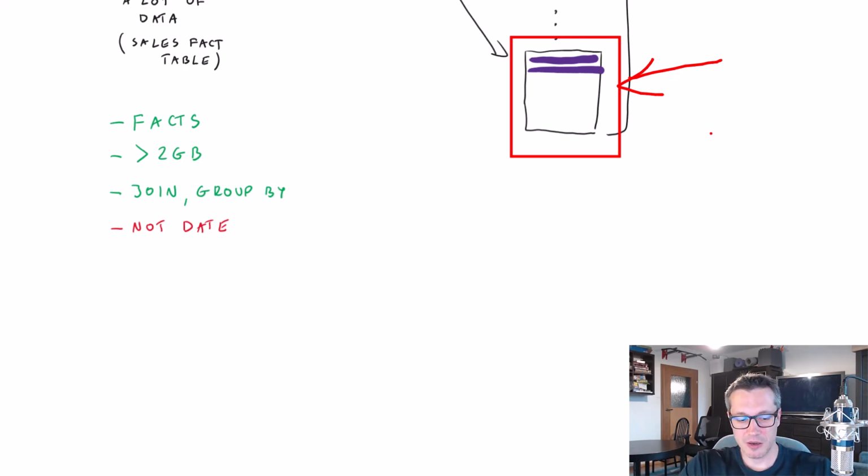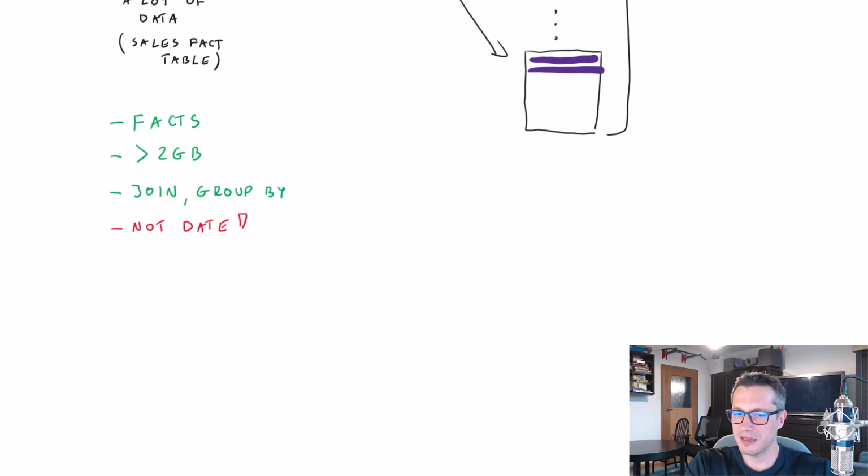But actually, date column is a very good candidate for a different performance optimization technique. And this technique, I will cover in one of the future episodes. It's called partitioning. And this is a different partitioning than what we had in the case of data lakes. But we'll cover that separately.